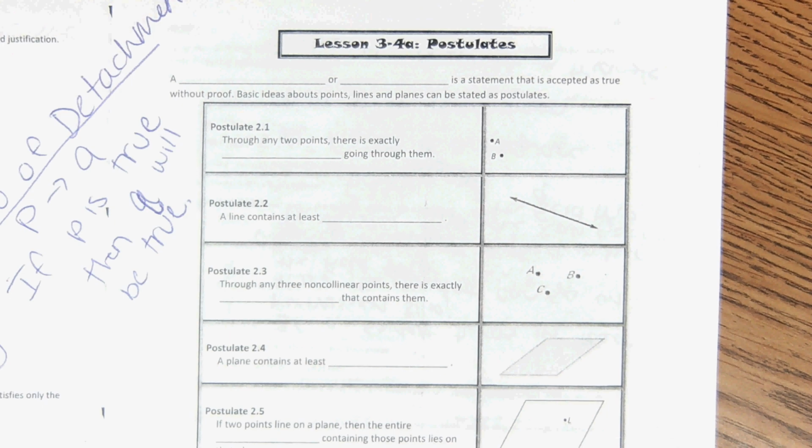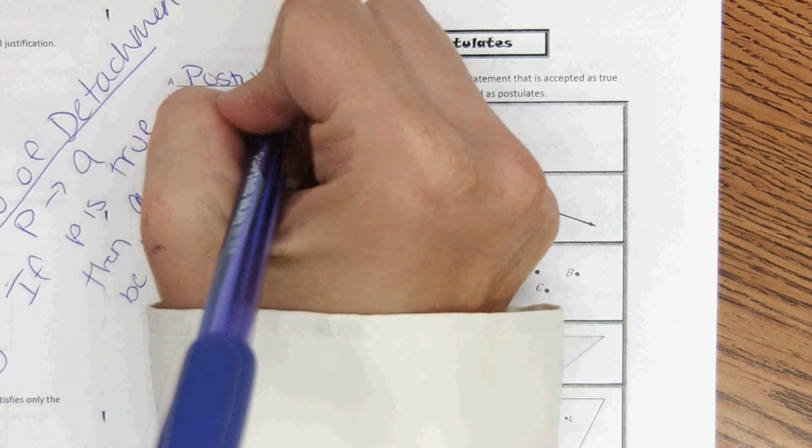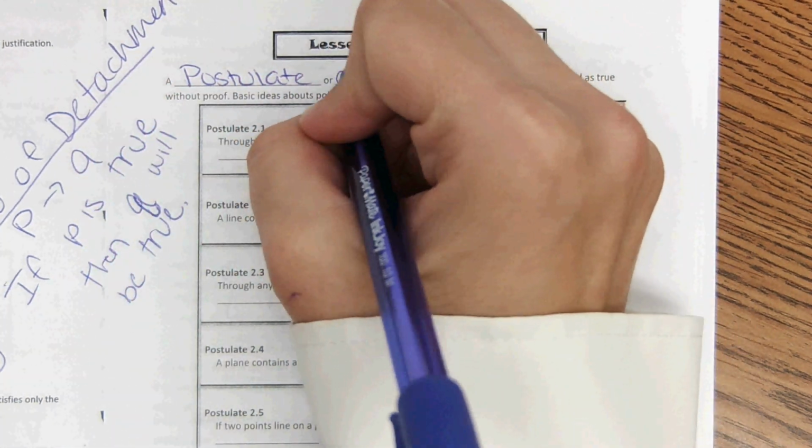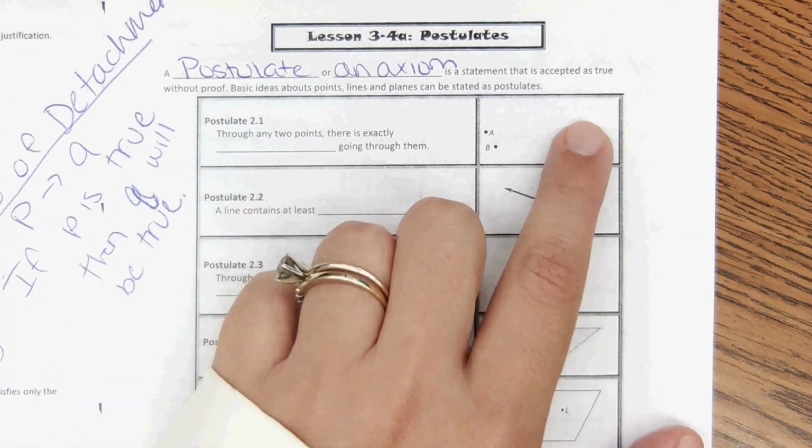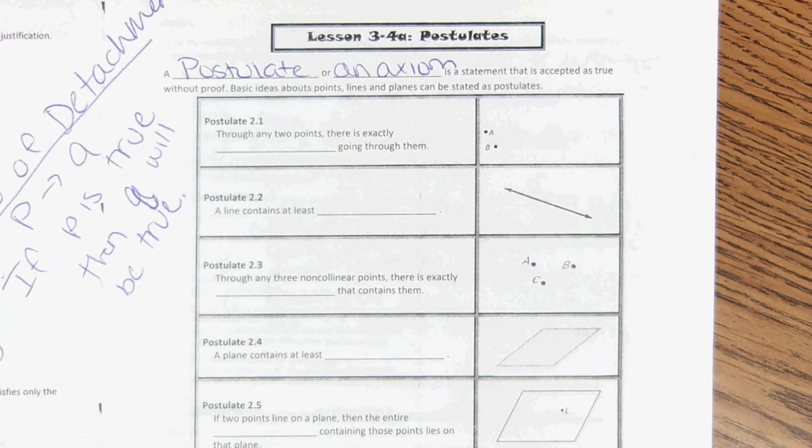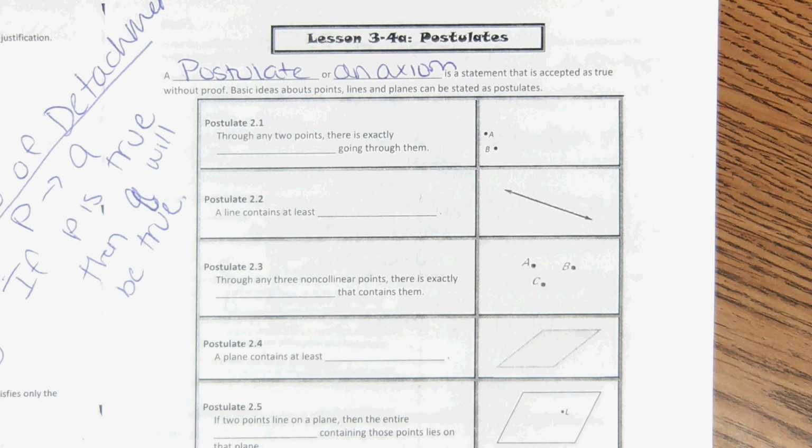Okay, a postulate, or sometimes called an axiom, is a statement that is accepted as true without proof. It's a basic idea about points, lines, and planes that can be stated as postulates. So it's kind of like a rule or a definition.